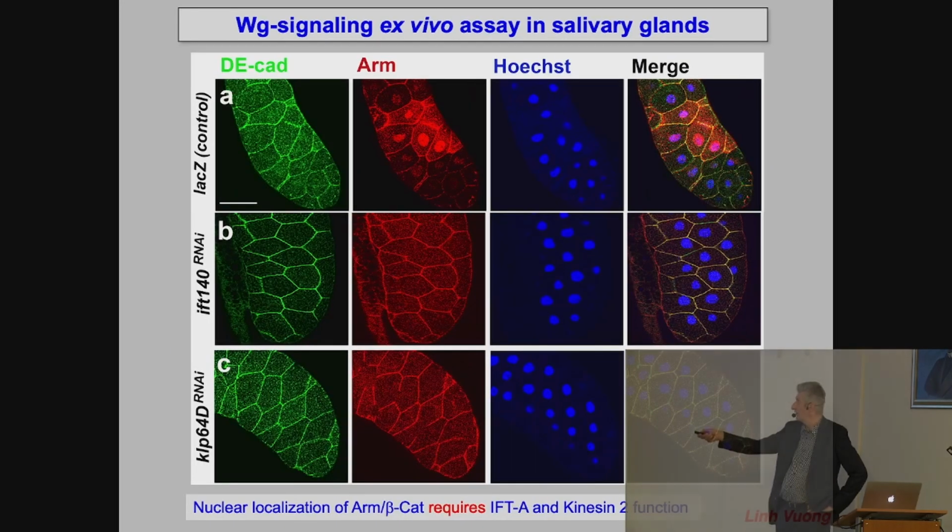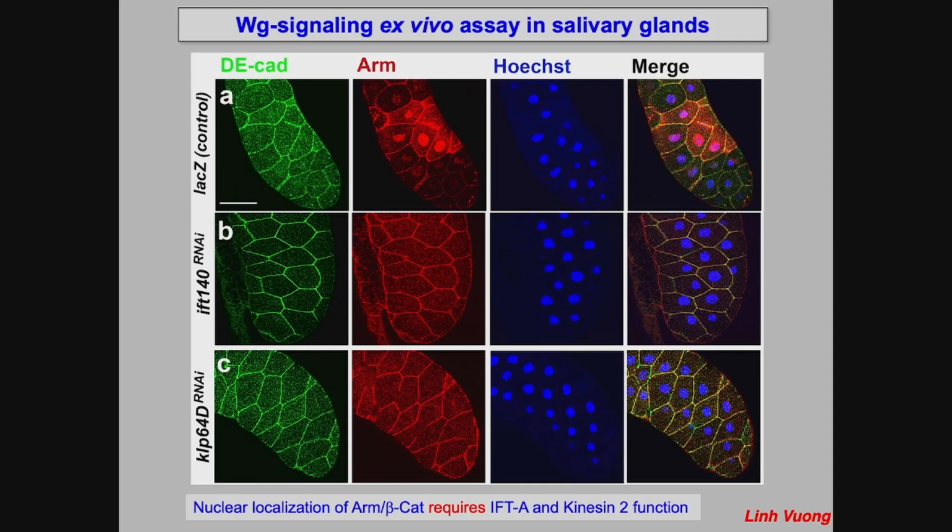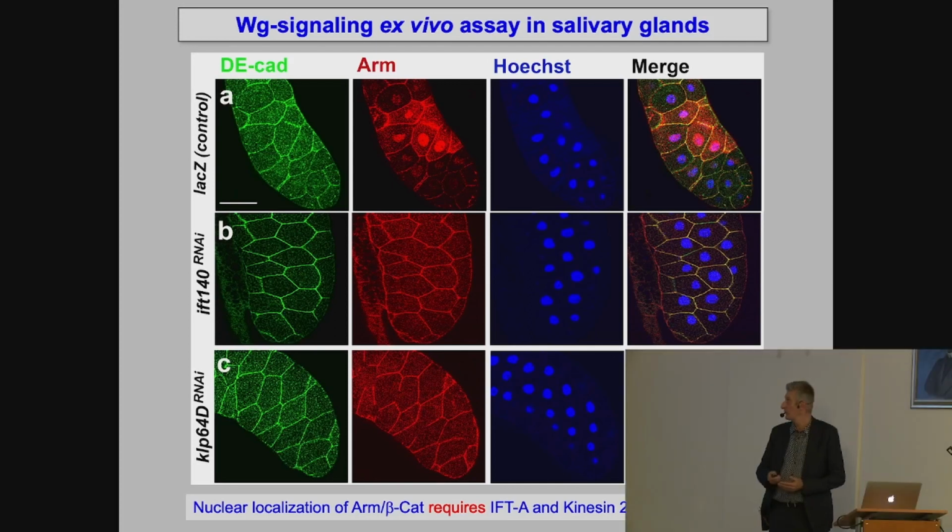So this is, again, the control, up here. But at the same time, we knock down either IFT140 or kinesin, and there is no more beta-catenin in the nucleus. Everything else looks normal. So it strongly suggests that this IFTA-kinesin complex is required for nuclear translocation of beta-catenin.